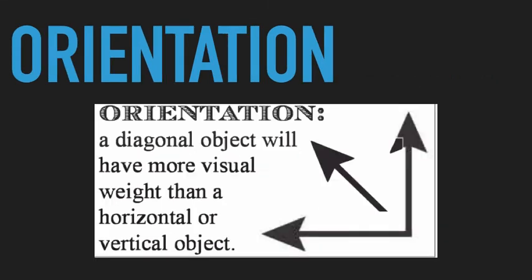Next we have orientation. A diagonal object will usually have more visual weight than horizontal or vertical. So we learned about horizontal when we talked about shape in Art 1 and 2 and how they make you feel things a certain way or make the piece feel a certain way. Diagonal works that way when creating balance. If you have something that is horizontal or vertical and you want to add some balance, add something diagonally.